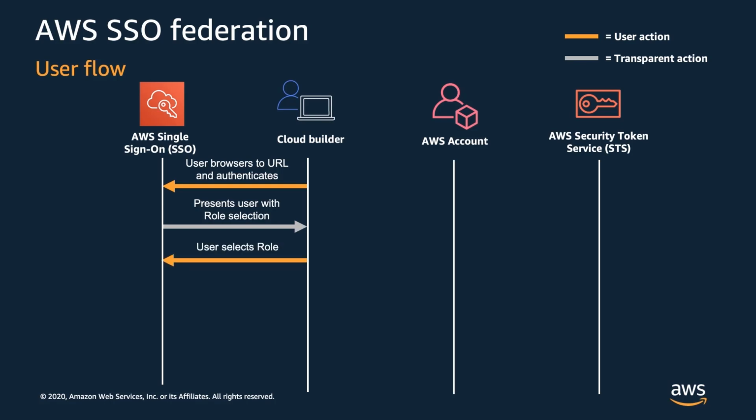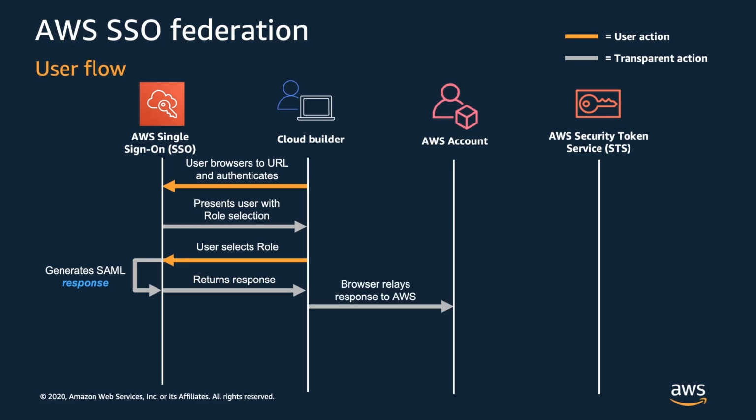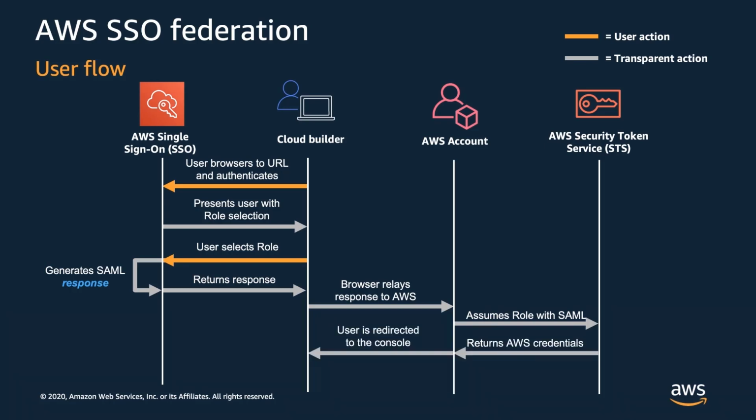The user chooses the AWS account and role he'd like to log in with, and then AWS SSO generates a SAML assertion and the browser posts it to the AWS SAML endpoint, which calls AWS STS to get temporary IAM credentials, and finally the user is redirected to the AWS console to access AWS services. As you can see, this is an IDP-initiated SAML flow where AWS SSO is the identity provider and AWS accounts are the service providers.